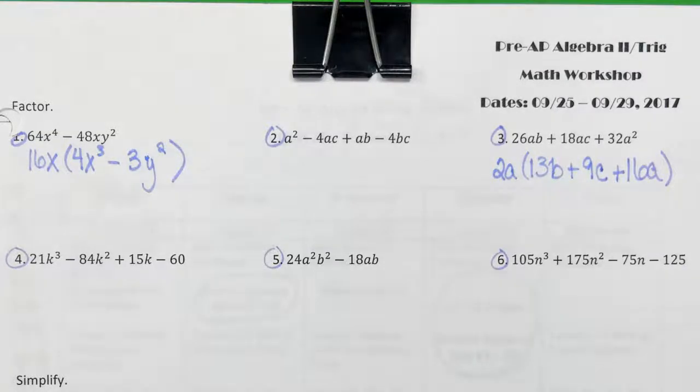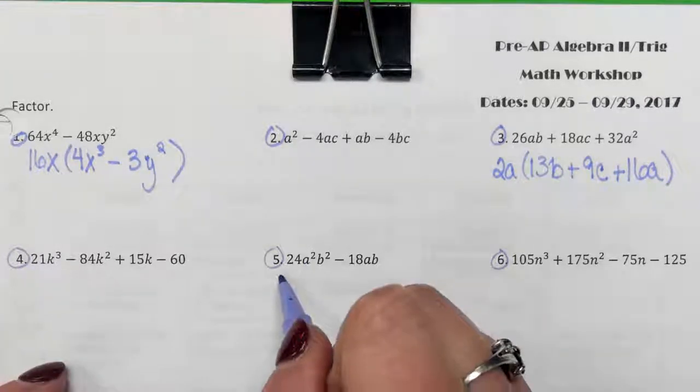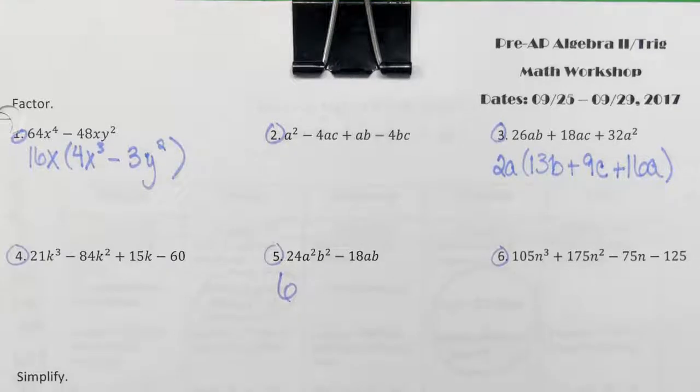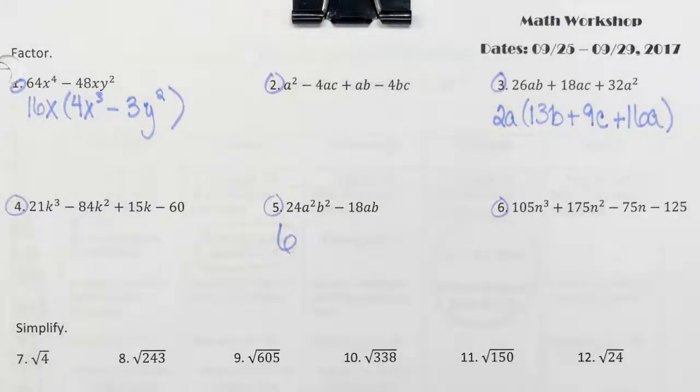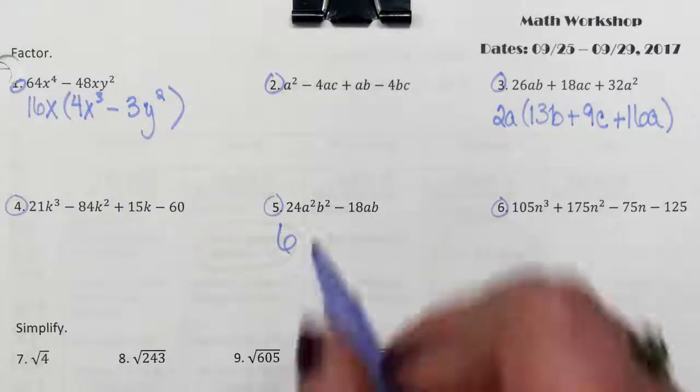Y'all try 5, okay? Try number 5. Alright, what's the biggest number that went into those on 5? 6. 6 is the biggest one. Alright, fix it real quick if you got it wrong. It's okay. Alright, what letters do they have in common? A and B. Very good.